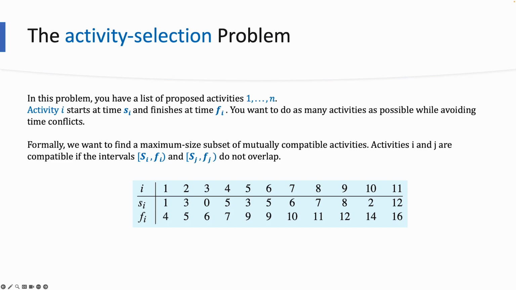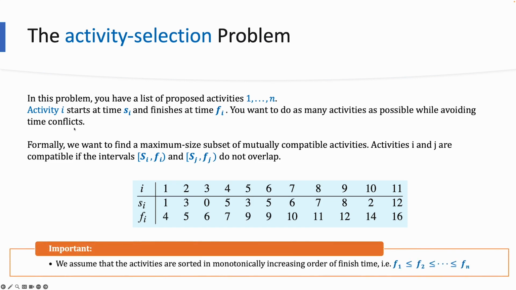So two activities i and j are considered compatible if their time intervals, denoted as [Si, Fi) and [Sj, Fj), do not overlap. Now, here's a crucial assumption. Oftentimes when people deal with the activity selection problem, they assume that activities are sorted in monotonically increasing order of the finish time. That means the finish times F1, F2, all the way to Fn follow a natural progression. They are in ascending order. This sorting simplifies our task here and forms the basis for our exploration of the activity selection problem. So let's dive into the details and techniques to tackle this particular challenge effectively.